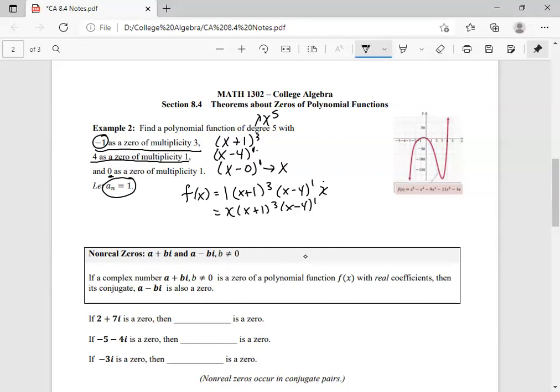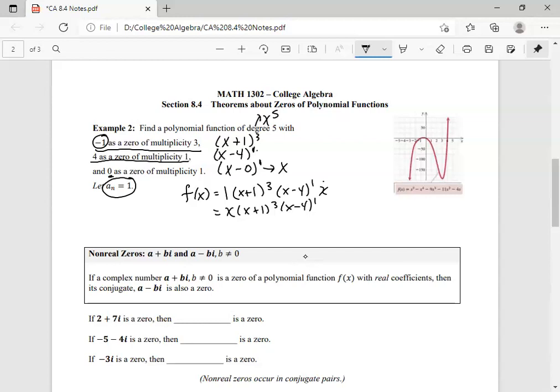So when you look at this graph over here, if something has a multiplicity of 3, it's supposed to cross over the x-axis if it's odd. Remember that? And all of these are supposed to cross over the x-axis because they're all odd. If the multiplicity is even, do y'all remember what it's supposed to do? Bounce off the x-axis, right? But what's interesting to me here is when you look at this graph, it kind of looks like it bounces right there.